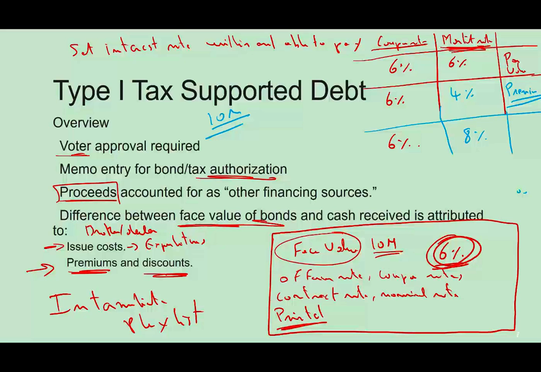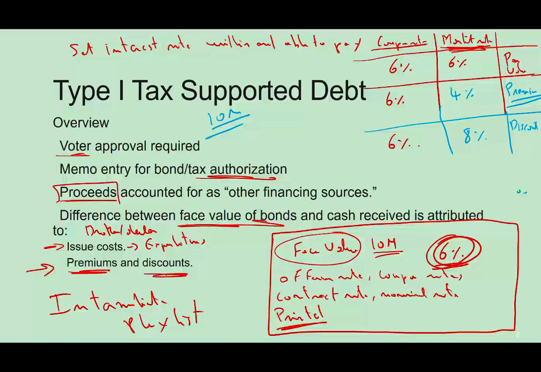No sane or rational person will do it. Why? Because they can go to the market and receive, rather than 600,000, 800,000. So under those circumstances, your bond would sell at a discount. Simply put, you would receive less money than the 10 million. Okay? This is what we're trying to say here.